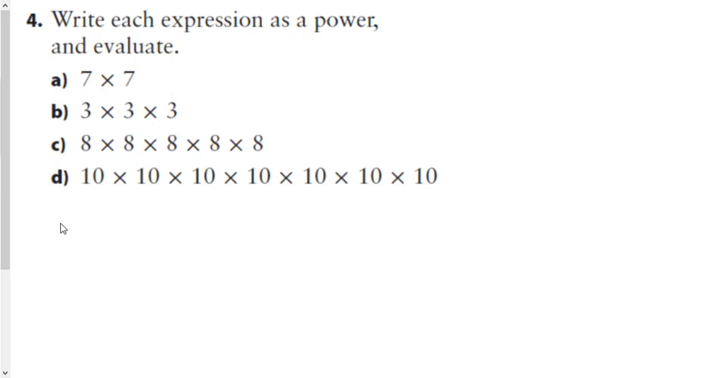Because we have repeated multiplication of 7 times 7, 7 is your base. The number of times you're multiplying it by itself is what we call the exponent. So when I say 7 squared, this is called a power. 7 squared is the exponential form, or written as a power. And evaluate means what is its value? It would be 49.